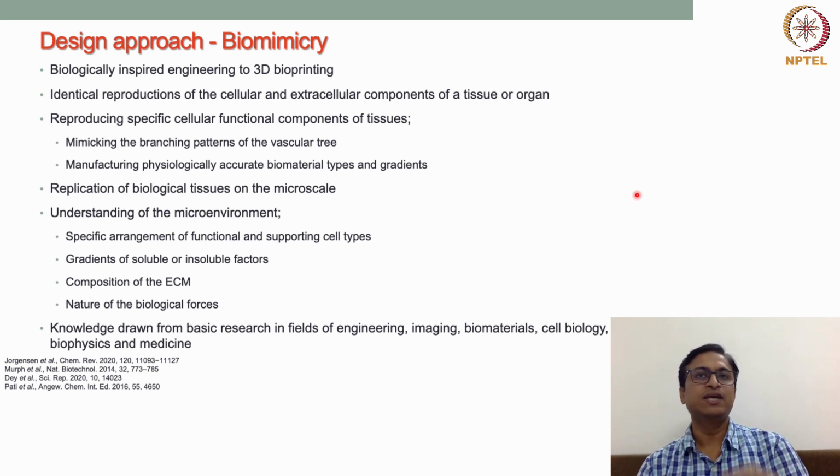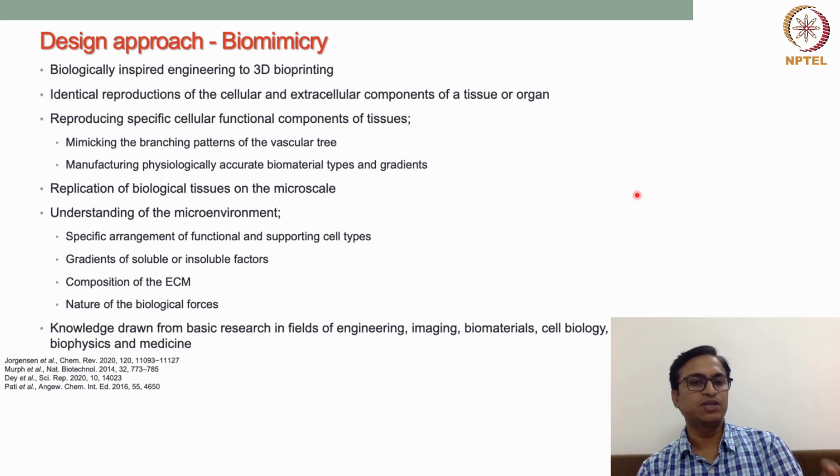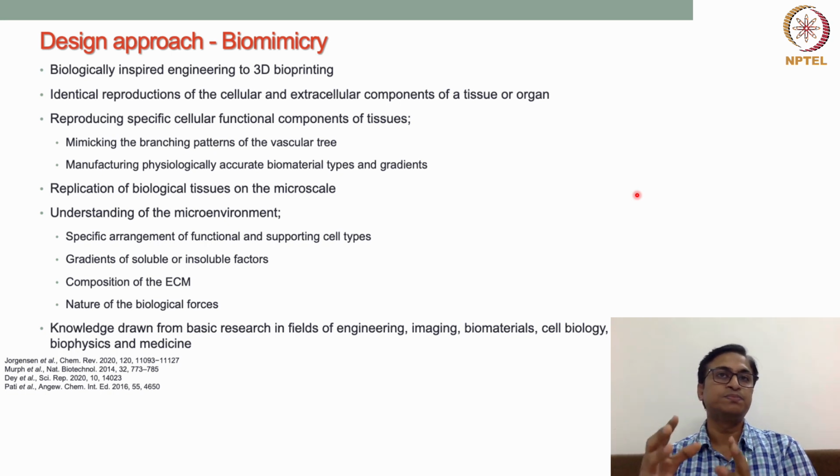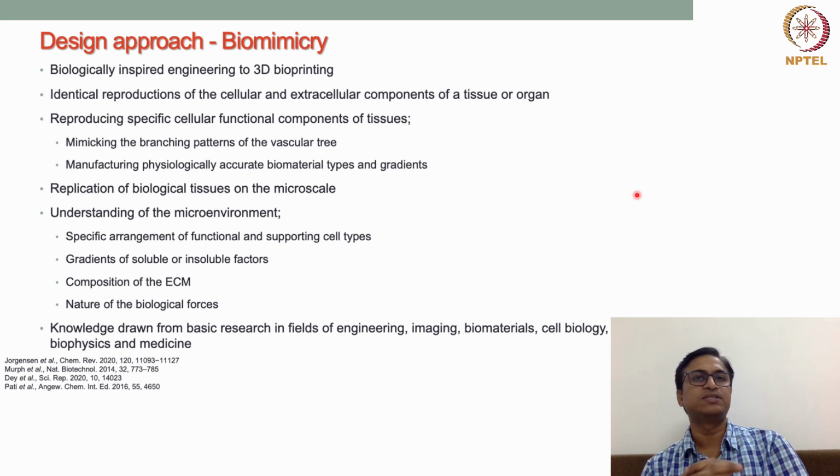The other thing is the cellular component, as we have discussed: what are the different types of cells present and how they are organized. The other important thing is the extracellular matrix components: what are the different extracellular matrix components present in that particular tissue, how they are arranged, and what is their organization. We need to understand all these things, and if we can reproduce them, then we'll be able to recreate that structure and also gain the function of that particular bioprinted tissue or organ.